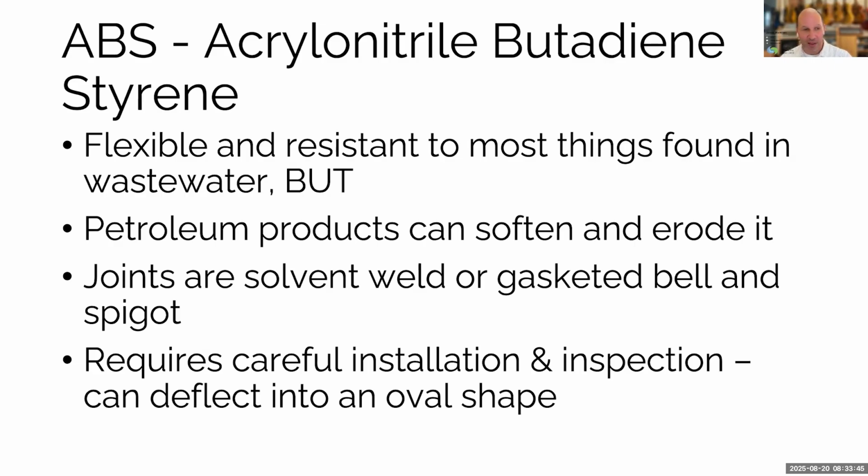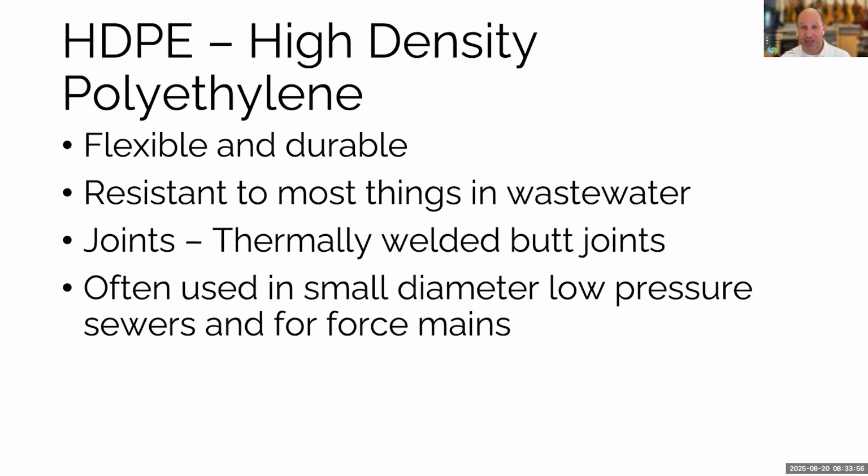Because of the way the joints are made and the issues with deformation, like all plastic pipe, it requires really, really careful installation. Another kind of plastic pipe you often run into is HDPE. Super flexible. Again, it's plastic that's resistant to just about everything. But in this case, you don't use those bell and gasket joints. They actually thermally weld it. So they'll take sections of pipe, heat the ends, stick them together, and essentially make one long welded piece of pipe. Where you often see these are in small diameter, low pressure mains.